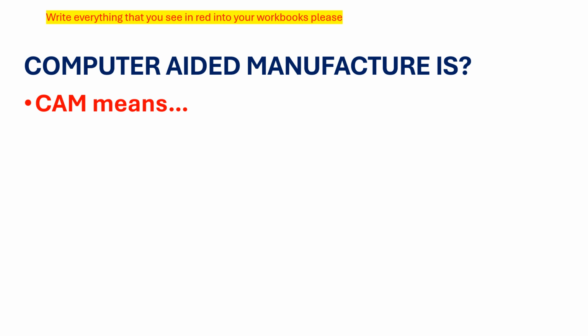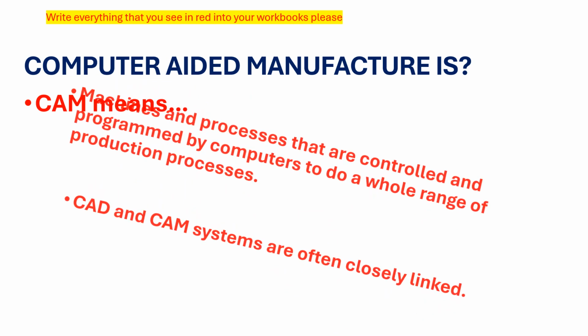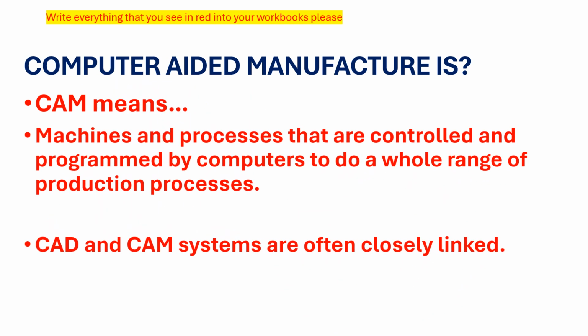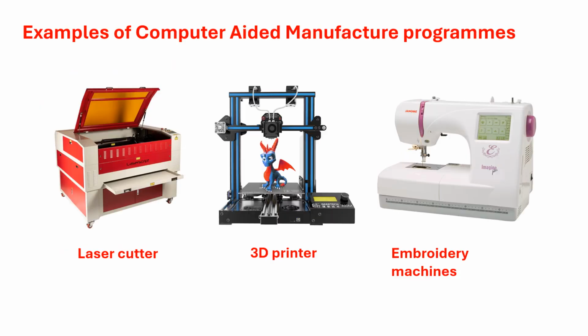Computer aided manufacture, CAM. So machines and processes that are controlled and programmed by computers to do a whole range of production processes. CAD and CAM systems are often closely linked. Please write the following into your books using a red pen. Some examples of computer-aided manufacture programs. So we've got laser cutter here, 3D printer, and also an embroidery machine.